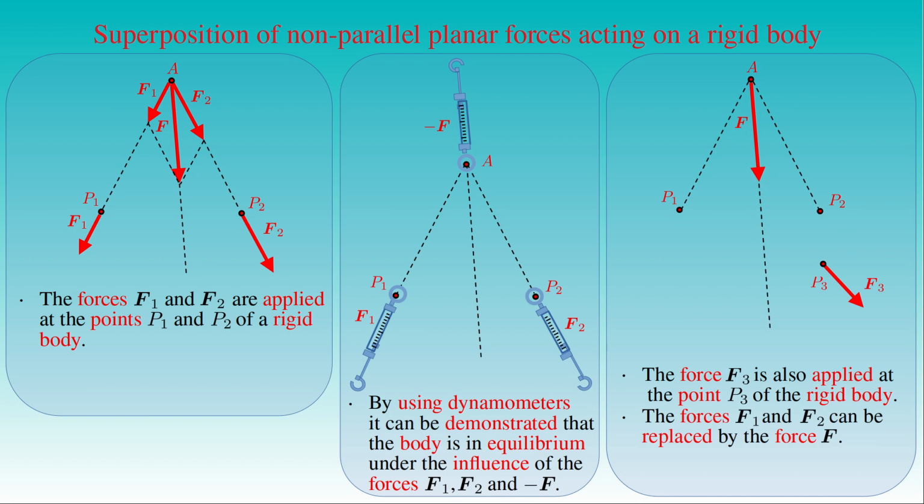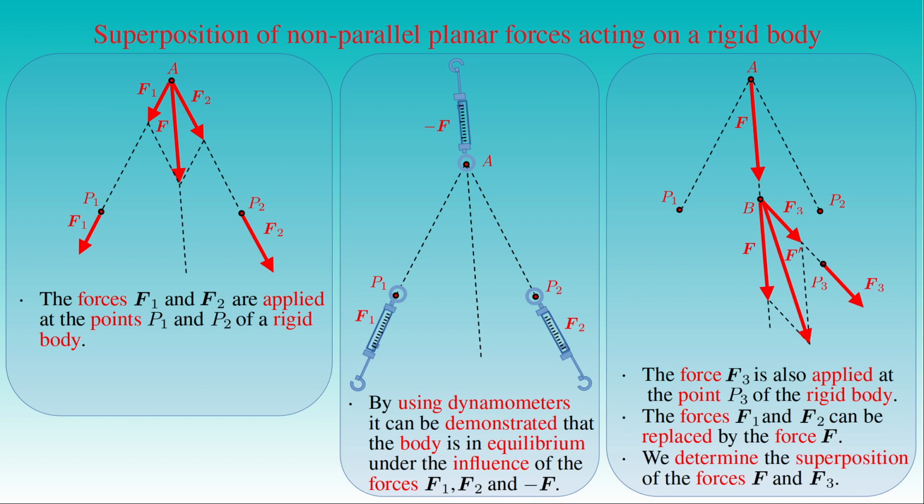That is, we translate the forces F3 and F to the point of intersection B of their lines of action, and construct their net force F' by using the parallelogram law. We can repeat the same procedure for the force reduction if we add another force to the system of forces acting on the rigid body.